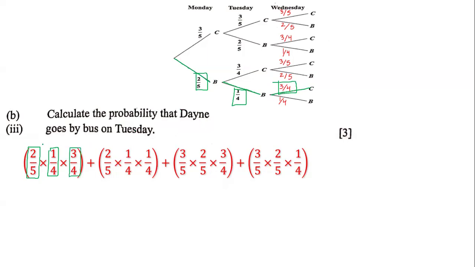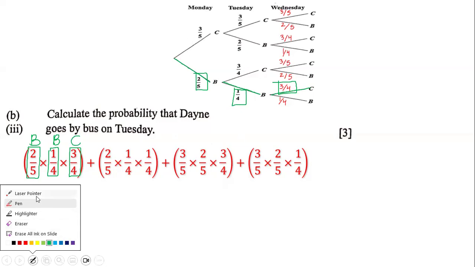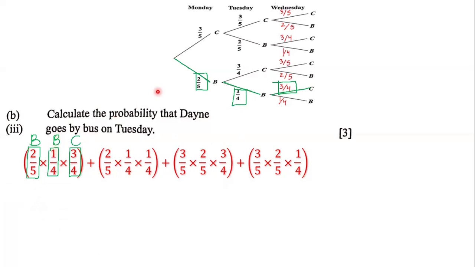So what is this basically saying? Well, it says that he took the bus on Monday, right? He took the bus on Tuesday, right? And then he took the car on Wednesday. So bus, bus, car. That's one way it can happen. In any event, he still took the bus on Tuesday. So he took the bus on Monday, which is 2/5. He took the bus on Tuesday, which is 1/4. And he took the car on Wednesday, which is 3/4. That's one way it can happen.